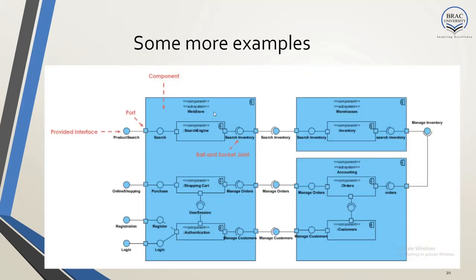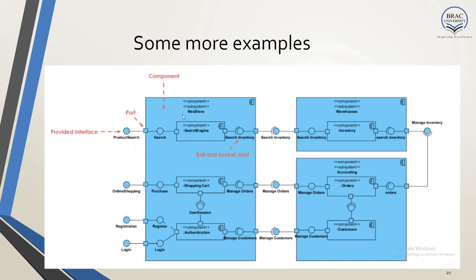So here is another example of a component diagram. Over here there is a web store component, a warehouse component, and an accounting component. Your warehouse and accounting are basically business units or subsystems over here. Web store is another business unit or subsystem, as we can say. Each of these components has some internal components, like search engine, shopping cart, authentication, and the warehouse has an inventory component within it, and accounting has order and customer components within that subsystem.